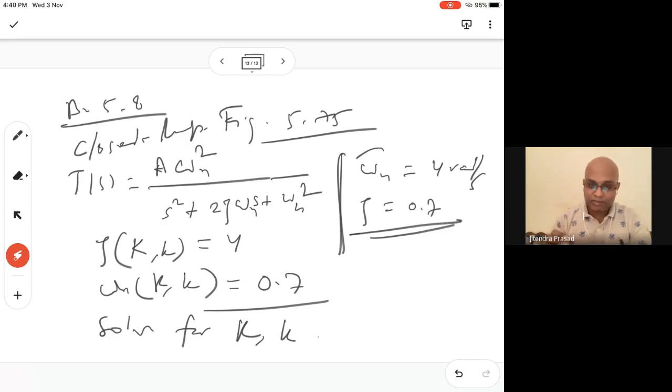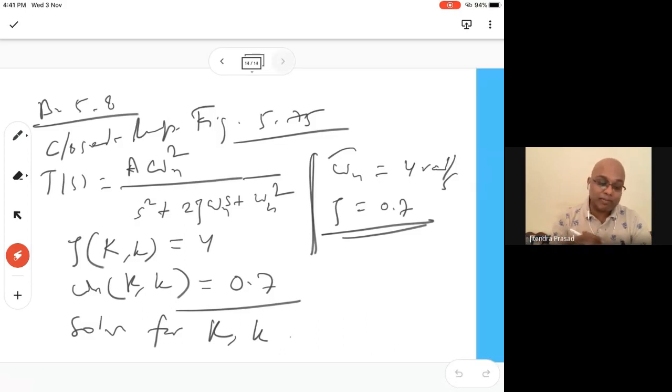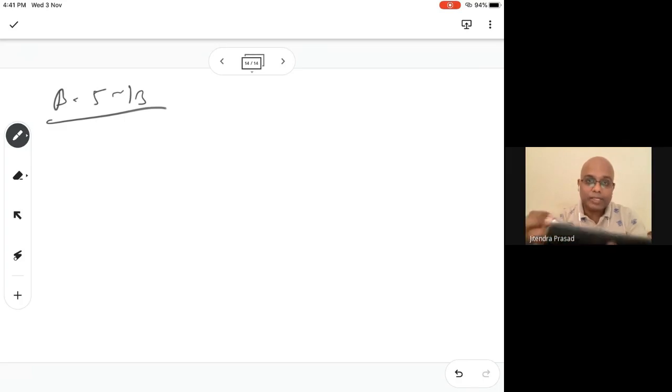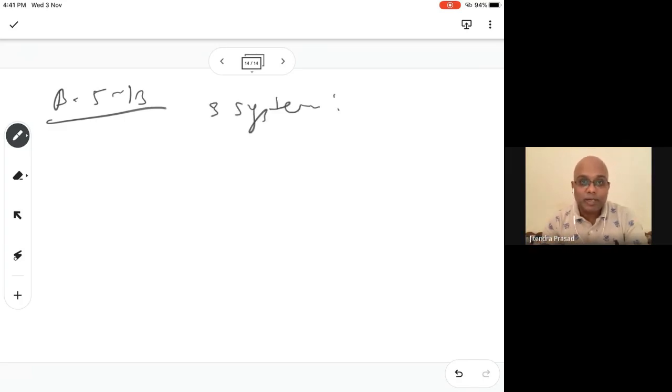5.13 you do yourself. What is the best speed of response and maximum overshoot? So you have to compare in terms of rise time. In 5.13, there are three systems you have to compare in terms of speed of response, so rise time. So you will have the TR and maximum overshoot.